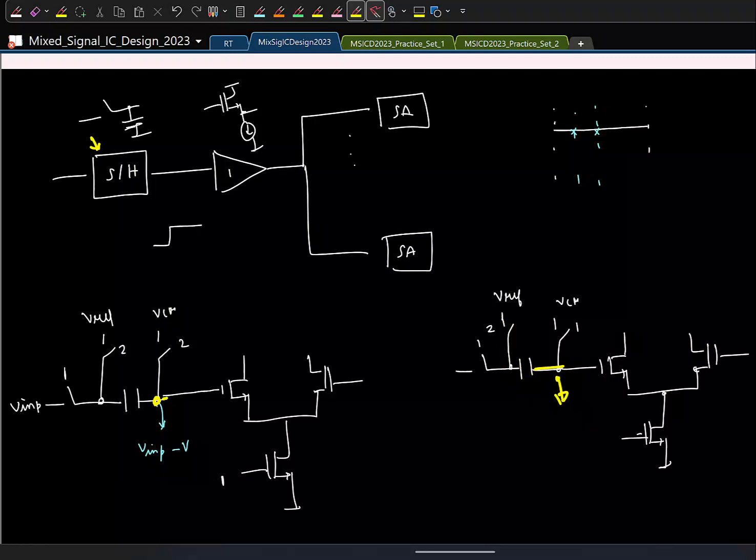Okay. You essentially want the input and the reference to be subtracted and fed to the input of the StrongARM latch. You can do either of the two, and each one has its own pros and cons. I'll give that as an assignment for you to work.